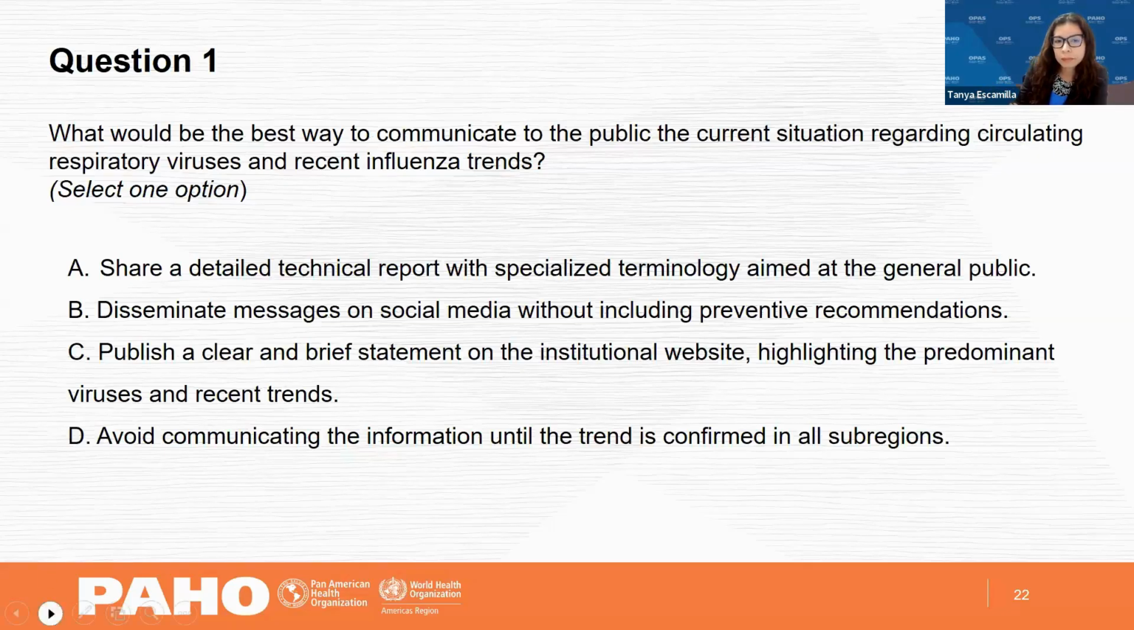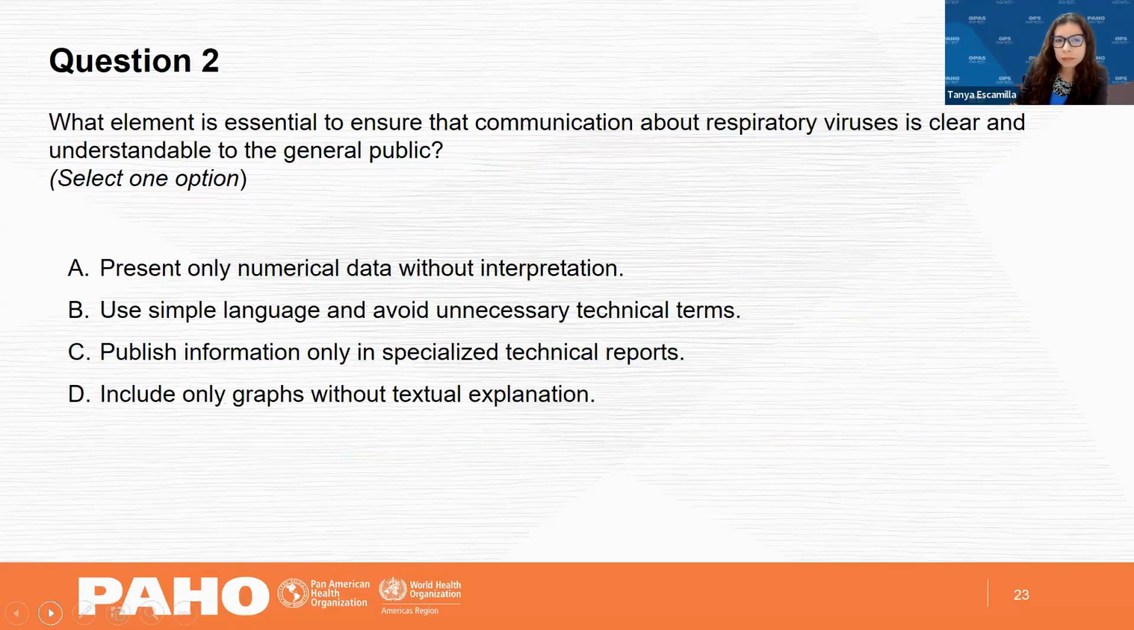Now let's go to the second question. The second question lets us know what element is essential to guarantee that communication on respiratory viruses could be suitable. So we have four options. For example, we need to see what's the relevance of the data.